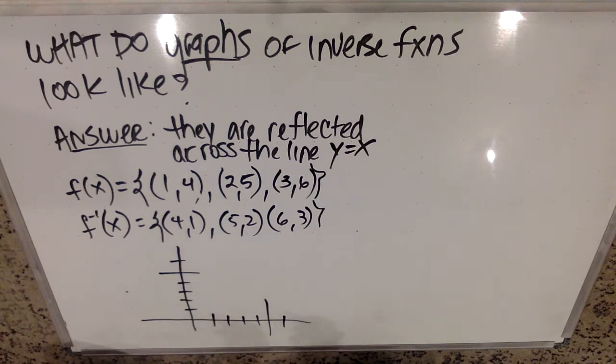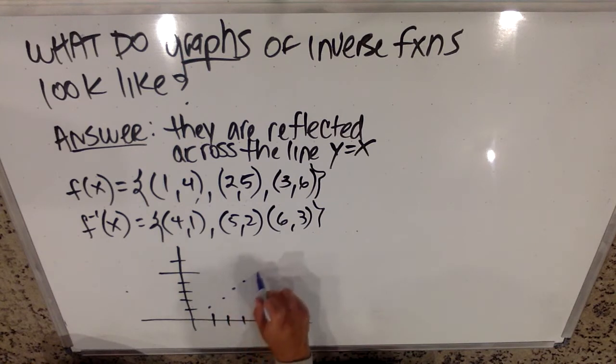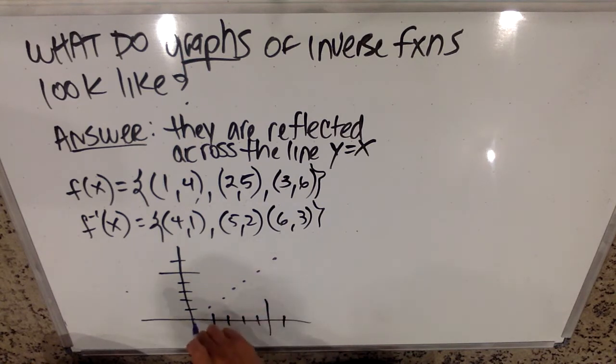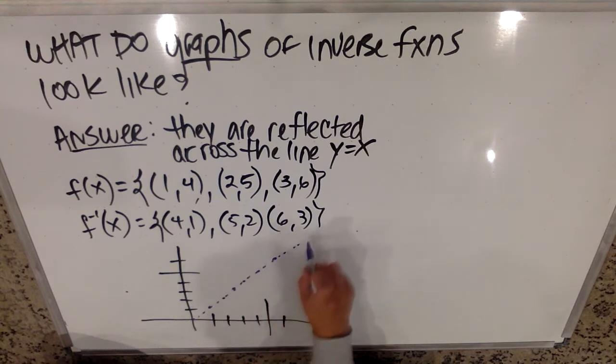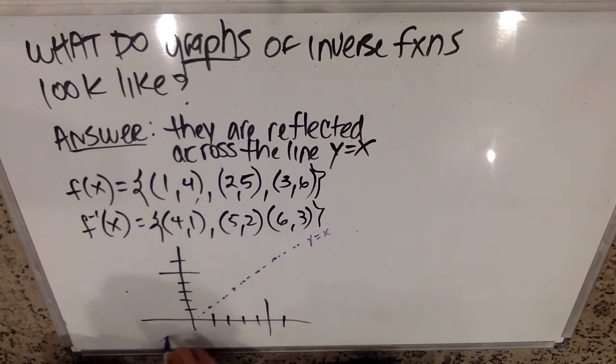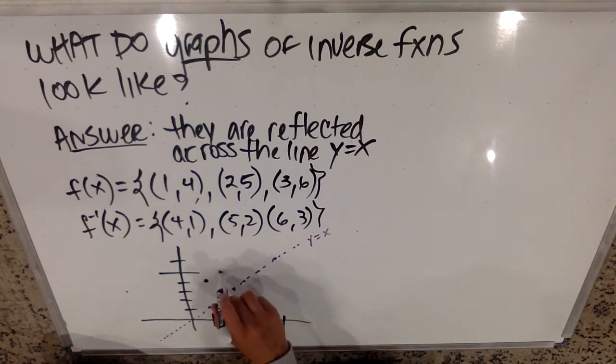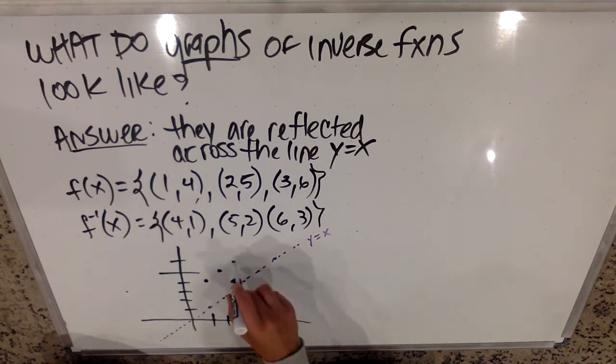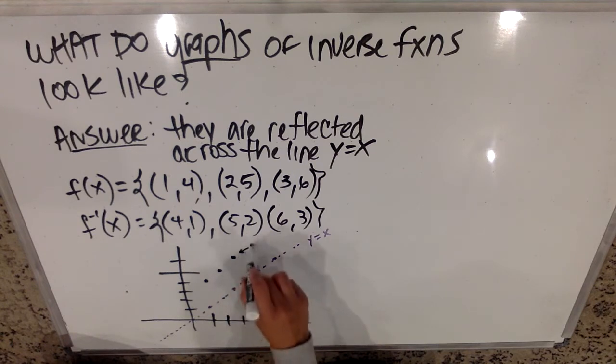First off, the line y equals x, which I'm going to try to do in purple because most of my colorful markers are dead. (0, 0), (1, 1), (2, 2), (3, 3), (4, 4), (5, 5), (6, 6). Close enough. This is the line where y equals x, and it goes into quadrant 3 as well. Now let's plot f of x. My f of x points are (1, 4), (2, 5), and (3, 6).